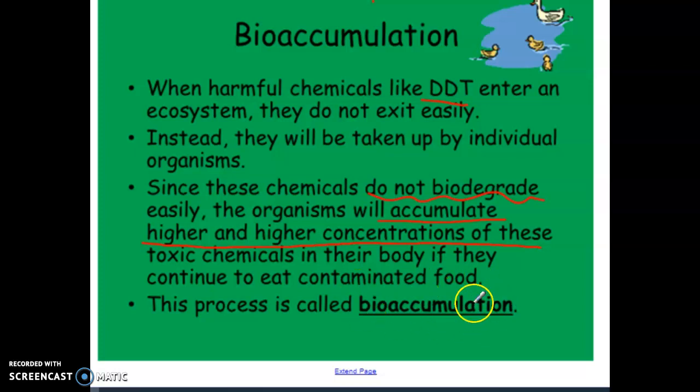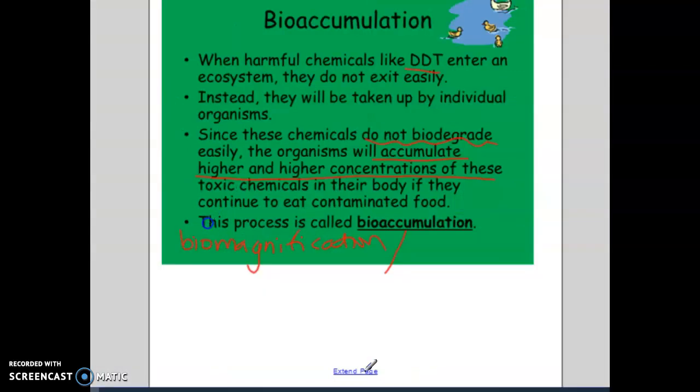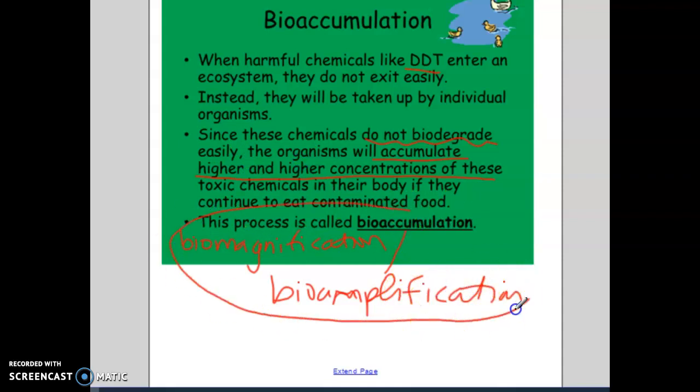This also goes by other terms, and you may come across this. Biomagnification and bioaccumulation, biomagnification, and there's another term as well. Bioamplification. So it's like amplify. They all mean exactly the same thing.